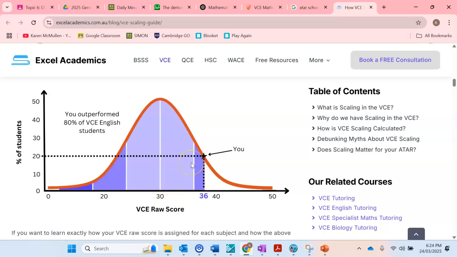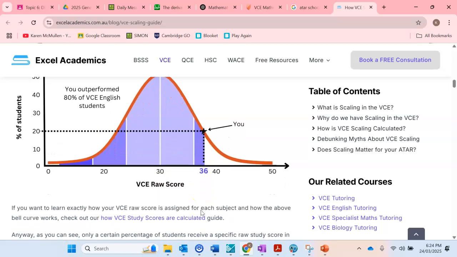So this person who got 36 and this person here, I don't know what that result is, probably around 24, I would say, and that means that 80% of people got a better result than them, but they were better than 20% of people, which is good. So it's basically the inverse of that. So that's your raw score.